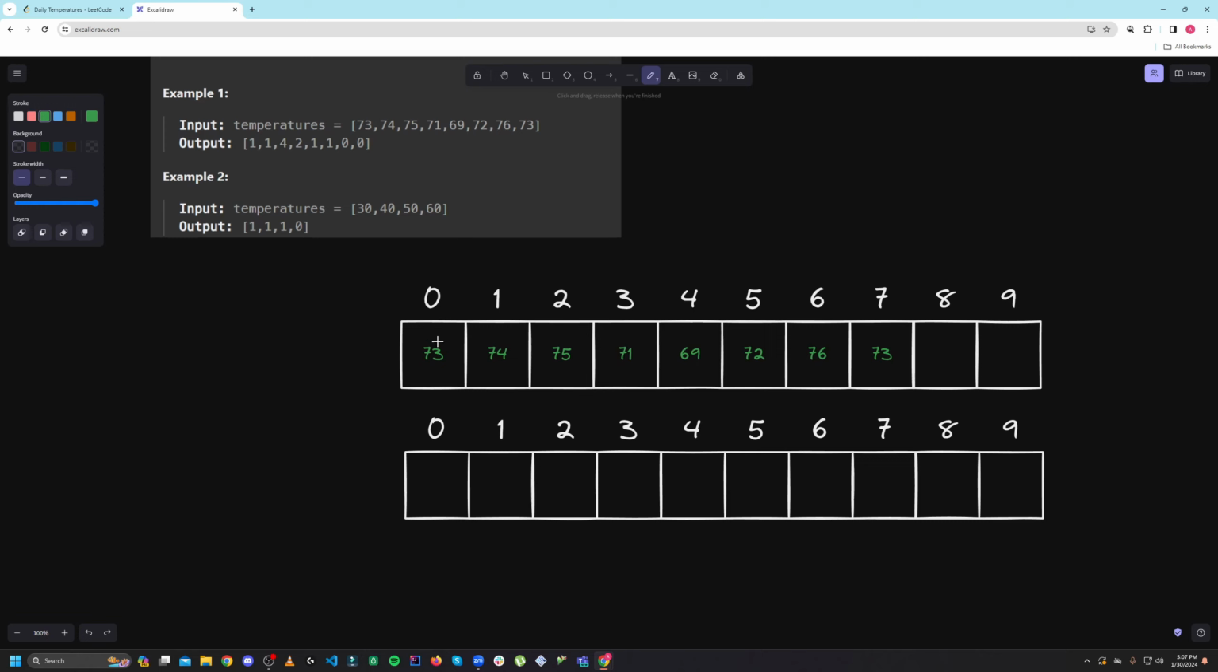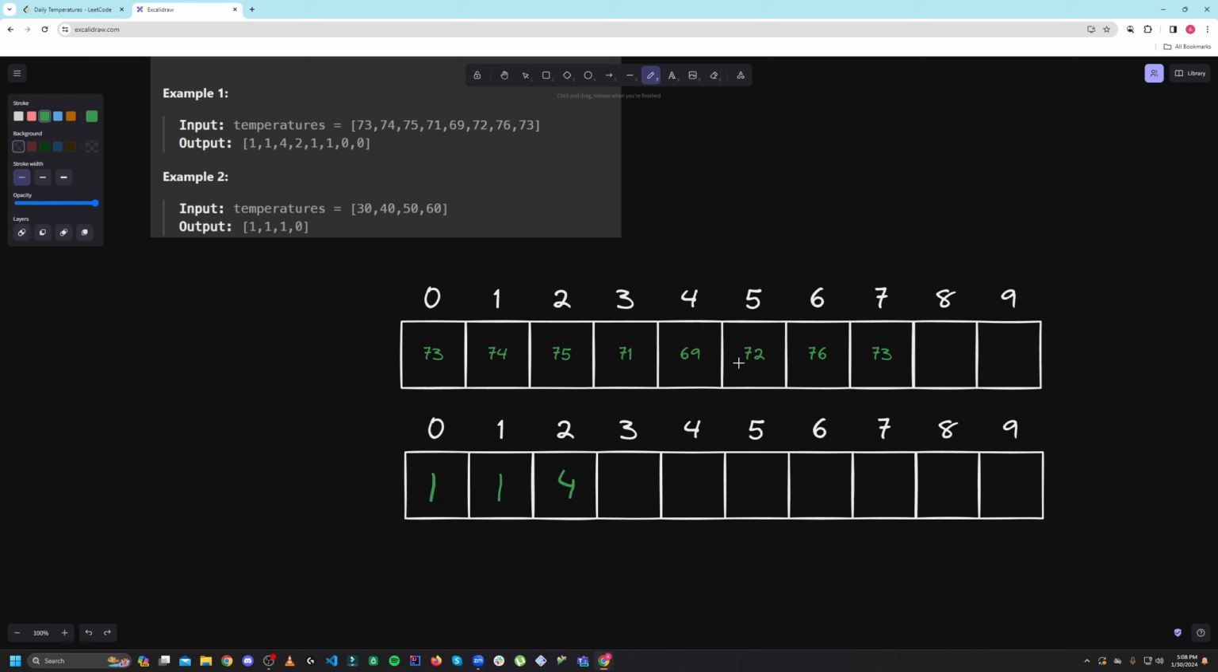So basically, for each day, we have to see what's the closest day that has a higher temperature. So for 73, it's going to be this day over here. So how many days is that difference? That's 1 day difference, so we're going to mark this. Now for 74, what's the closest day that's bigger than it? 75, so that's 1. For 75, there is 76, so that's 1, 2, 3, 4.